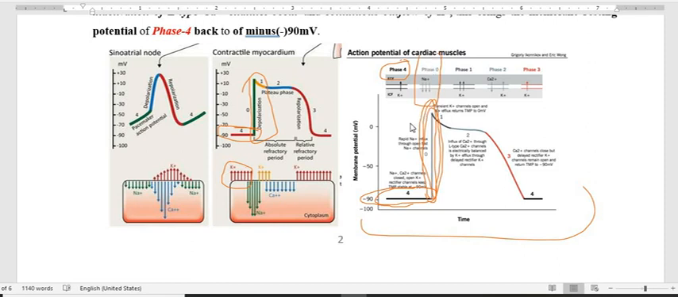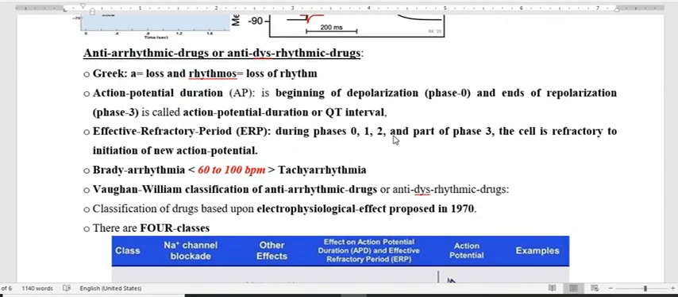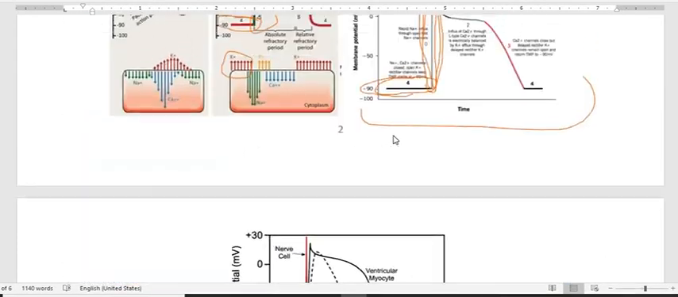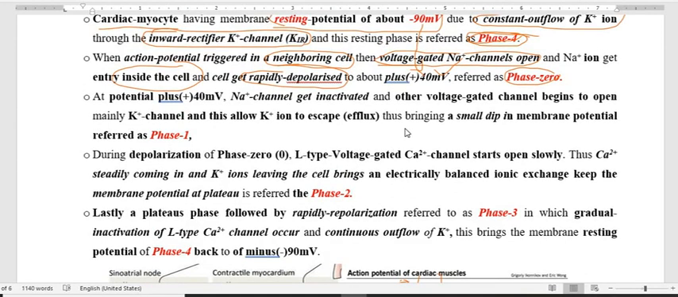Once the cell is depolarized to plus 40 millivolt, what will happen at plus 40 millivolt? The sodium channel now gets inactivated, and at this plus 40 millivolt the voltage-gated potassium channel opens. So the voltage-gated potassium channel opens, and again potassium ion escapes out.